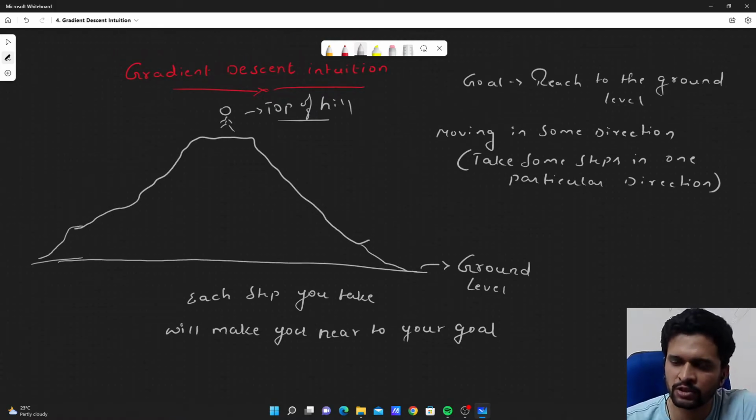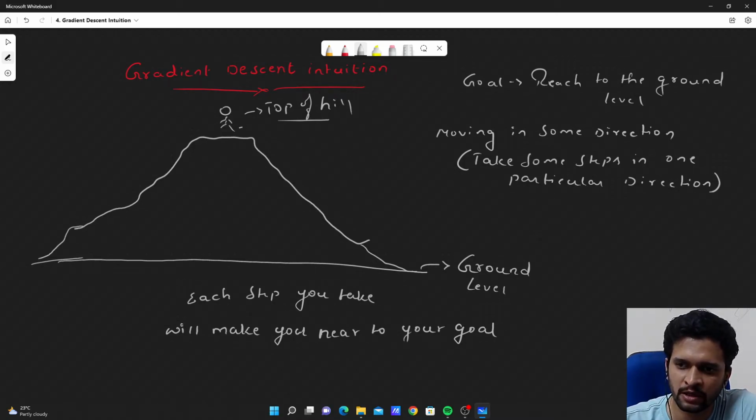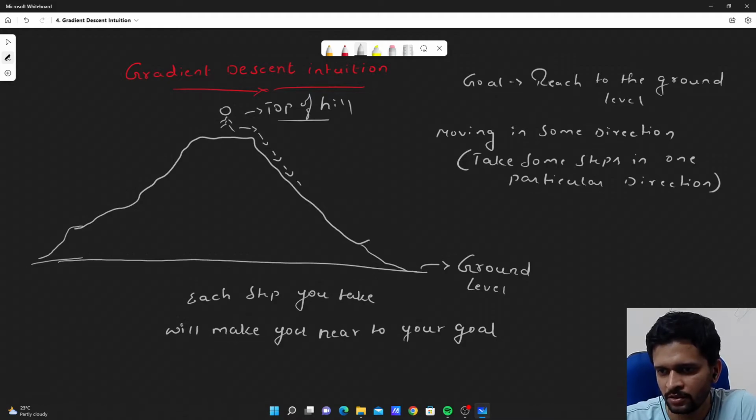Let us assume you are standing on top of a hill and you are able to see the ground, but you are not sure how you can reach the ground. You cannot jump for sure. So what you do, you will look around your surroundings, look around the hill area, and then let's say you decide to move in this particular direction. Take some small steps, one by one, and then finally you reach your goal, which is on the ground level.